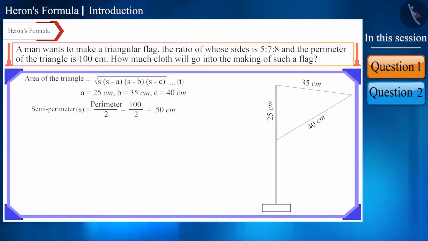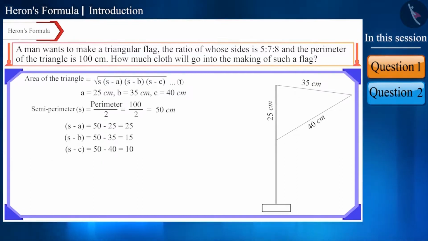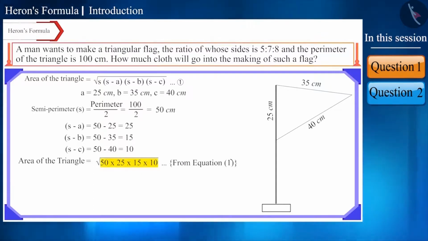Now, we will find the value of the terms in the bracket: S minus A, S minus B, and S minus C. Now, we will find the area using Heron's formula. Friends, as you can see, this is a very big figure and we still have to find its square root. In such cases, it's easy to find the square root by writing it in the form of factors.